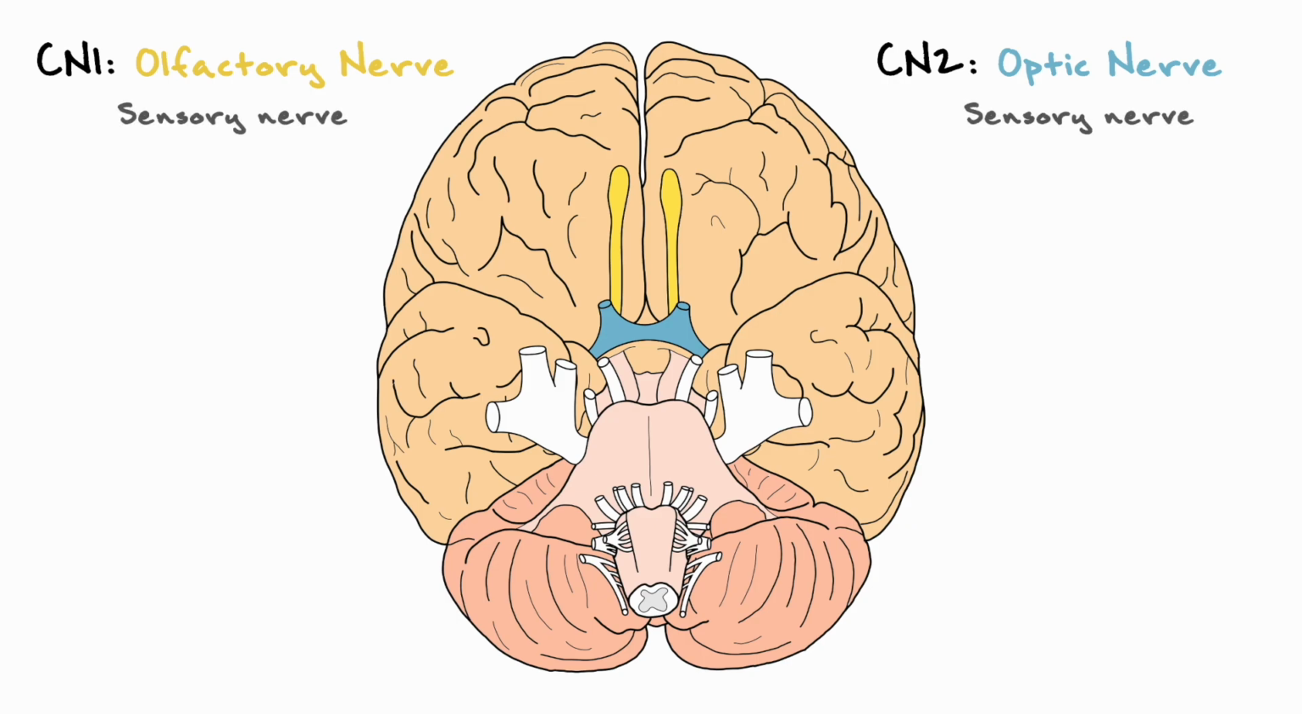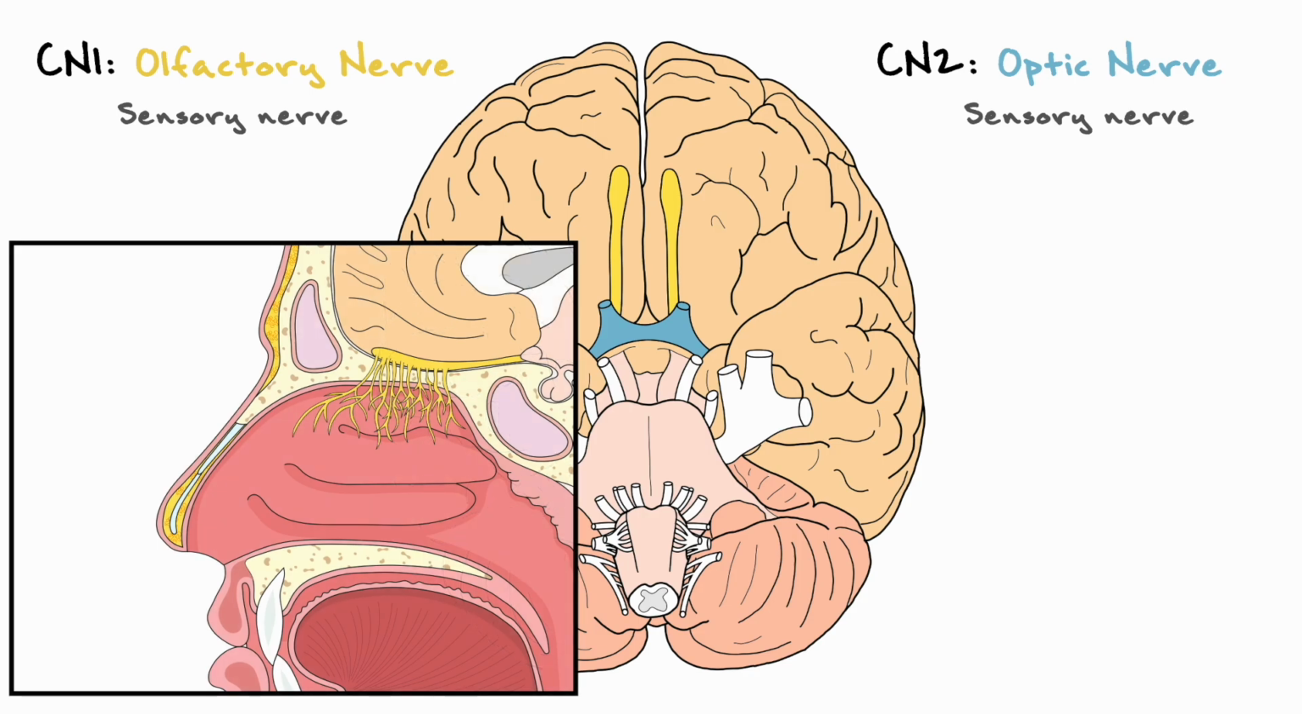Starting with the olfactory nerve, we can best appreciate its function through this mid-sagittal diagram of the human face. To get oriented, here is the tongue and hard palate that illustrate the position of the mouth.